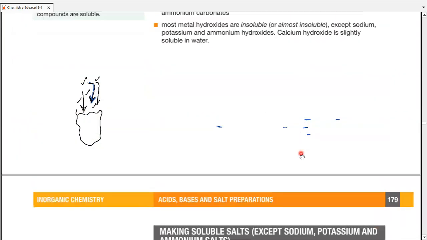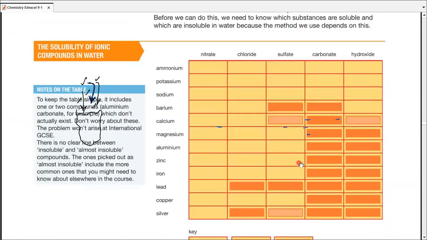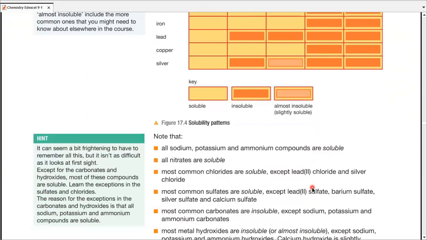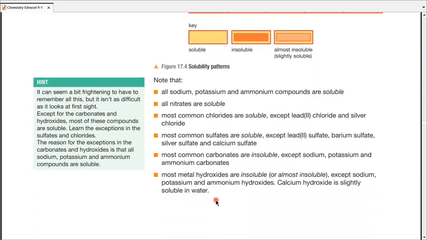So really, we have a big table on the previous pages. And if you look at those tables, you'll see that the salts that are insoluble are completely colored, or almost insoluble, have a little bit of gray in them. So if we take a look, then we can really finalize which of these are insoluble and which of these are soluble. Now, if we look at this table, it's a little difficult to remember which ones are soluble or insoluble. But if we try to memorize these points, it's pretty easy.